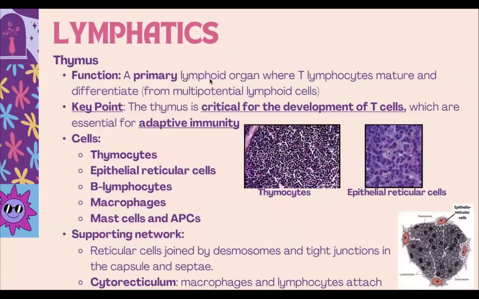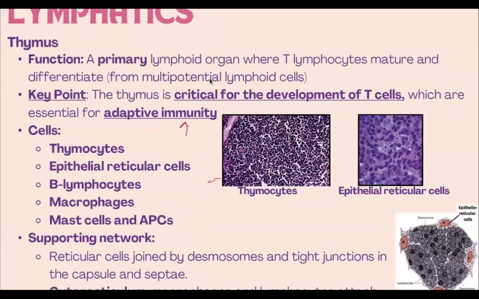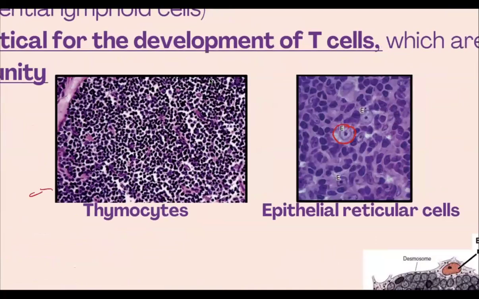Then we come to the thymus, which is a primary lymphatic organ for the maturing of the T lymphocytes, and T lymphocytes are important for adaptive immunity. The cells that you can find in the thymus are thymocytes and epithelial reticular cells. Thymocytes, you can see here, are all the dark cells. That's the packing of the thymocytes. Epithelial reticular cells are these ones, the lighter cells that you can find in between the thymocytes.